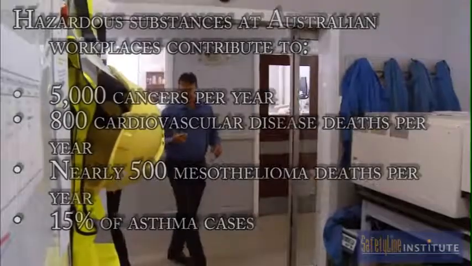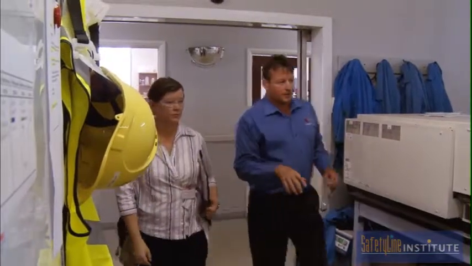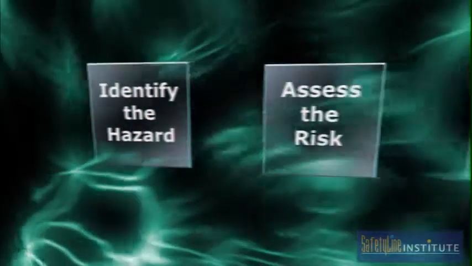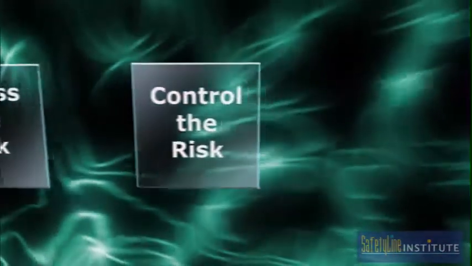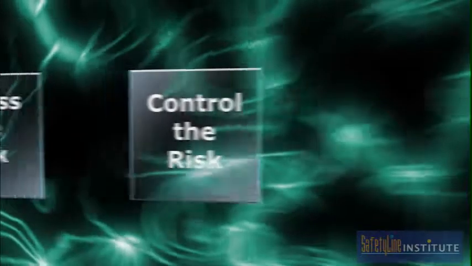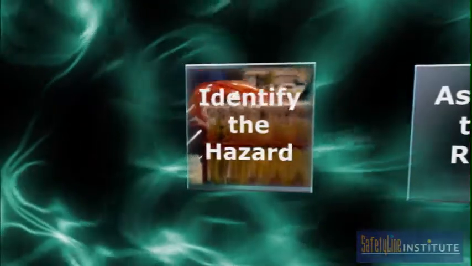It is vital to secure the health and safety of workers by undertaking adequate risk management. This film will show you how to identify chemical hazards, assess the risk of injury or harm, and control the risk. Let's see how hazardous substances at work can be identified.